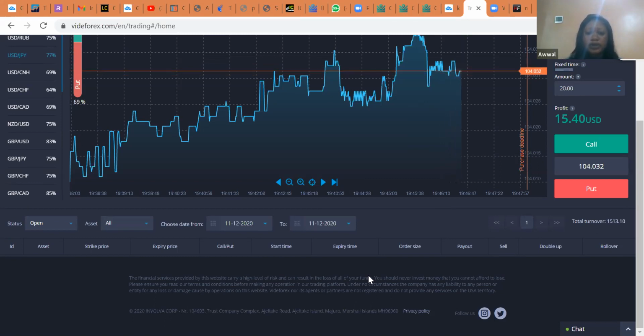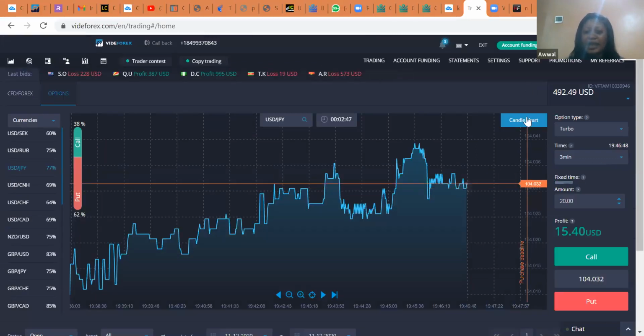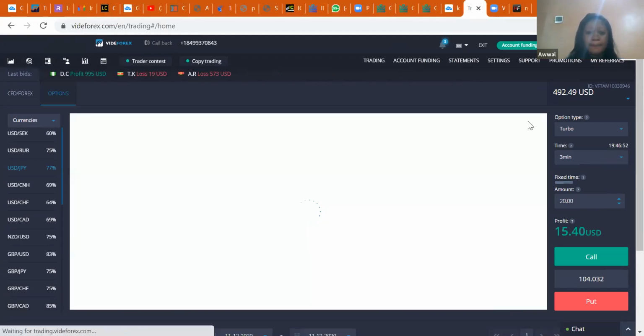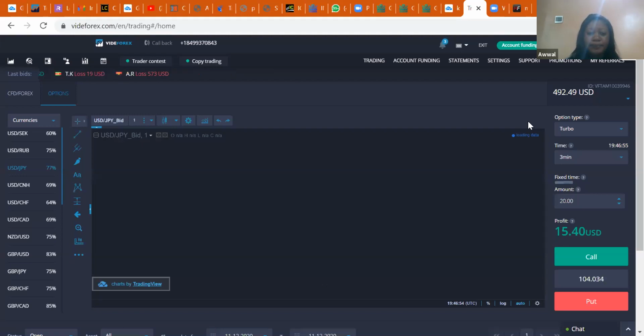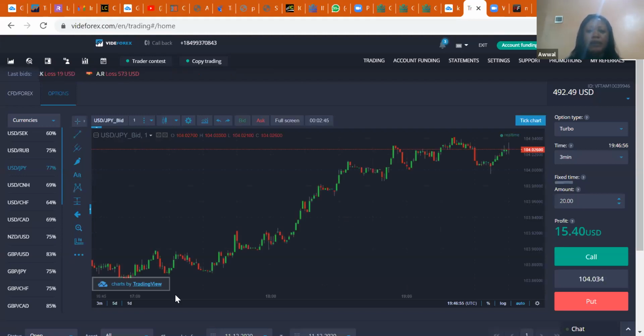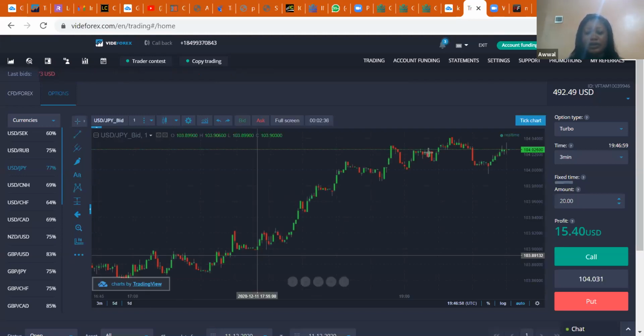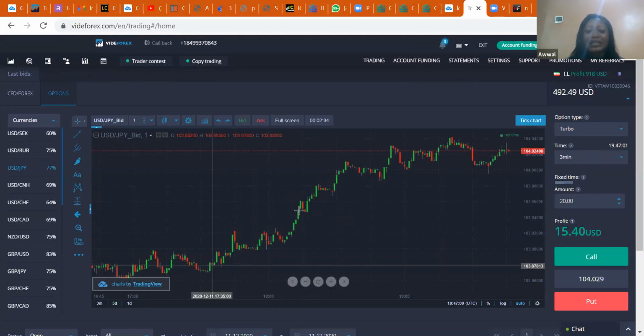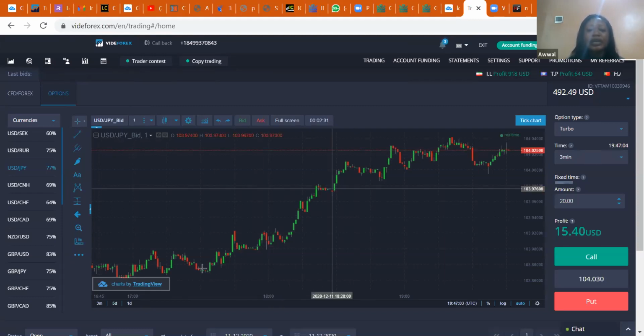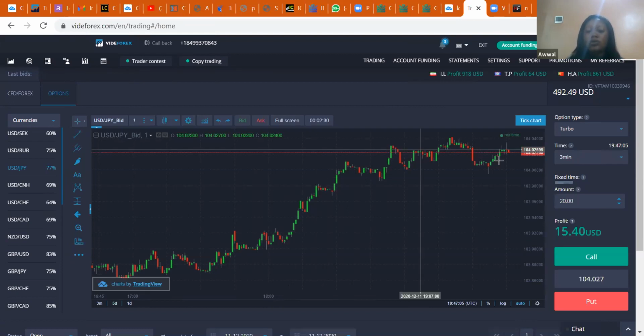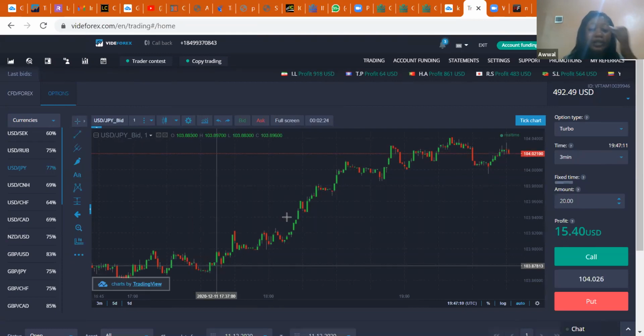Can I use Forex charts? Yes, you can use Forex charts. As a matter of fact, if I click here, can you see candle charts? I'm sure everyone is familiar with this. That line chart that we saw previously, you can change it to candle charts. So if you are familiar with candle charts and you don't like line charts, you can simply change it.